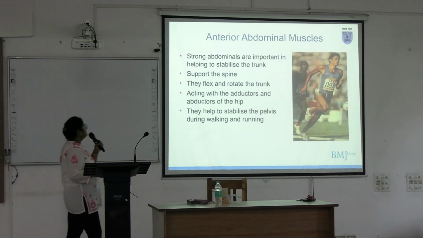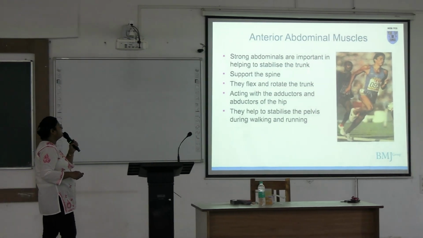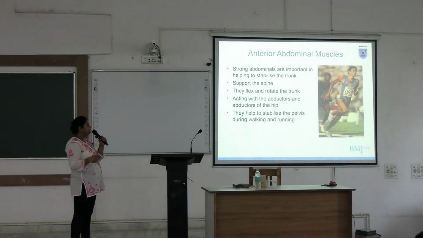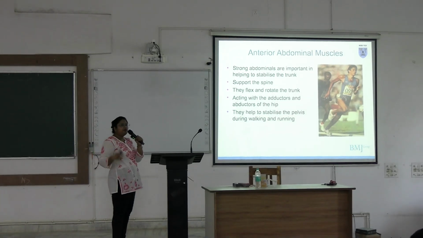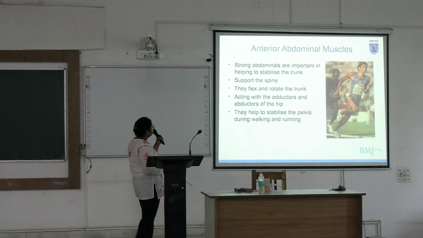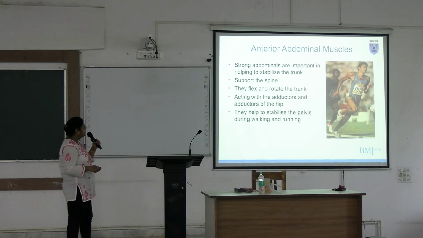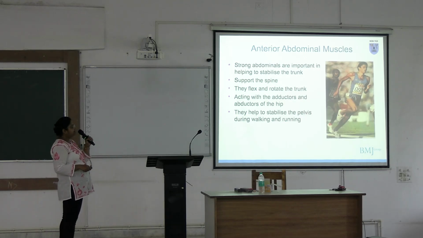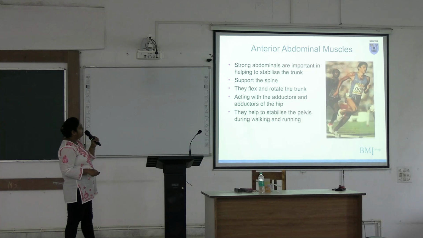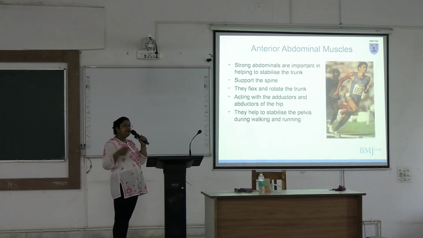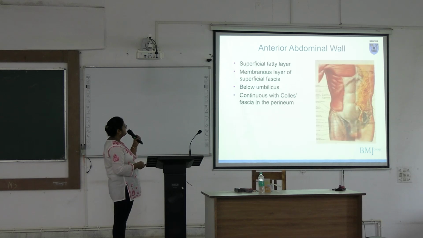These strong abdominal muscles are important in helping to stabilize the trunk. They act on the vertebral column mainly and they support the spine, they flex and rotate the trunk. And acting with the adductors and abductors of the hip, they help to stabilize the pelvis during walking and running. So these are the main functions of the anterior abdominal wall muscles.